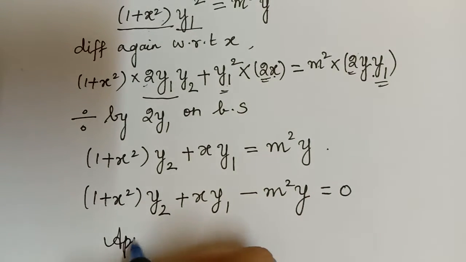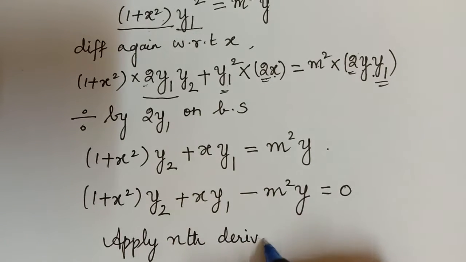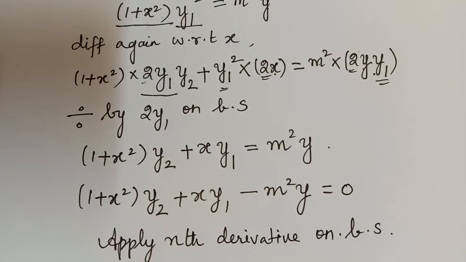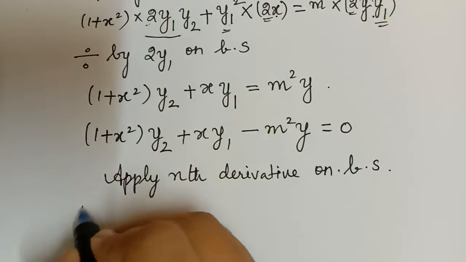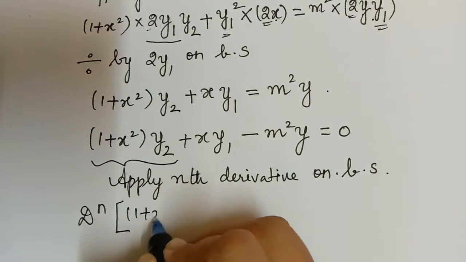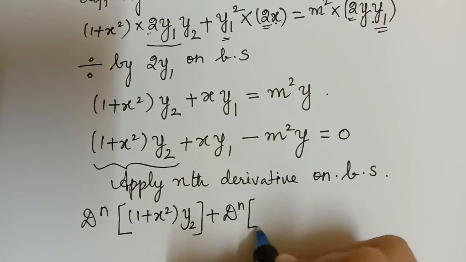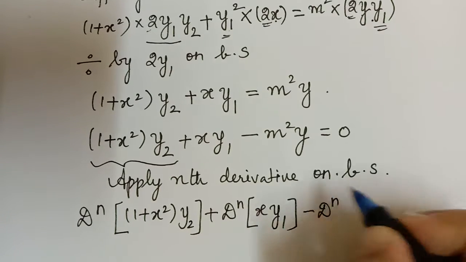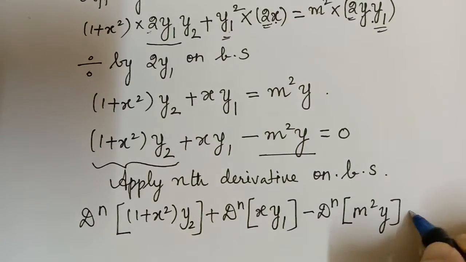Now we have to apply the nth derivative on both the sides. When we take the nth derivative on both the sides, what do we get? The nth derivative of the first term, (1 + x²) y2, plus the nth derivative of the second term x y1, minus the nth derivative of the third term, which is m² y, equal to 0.